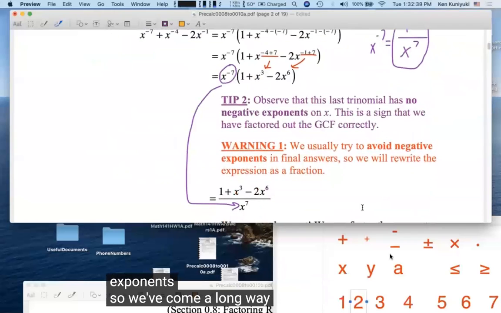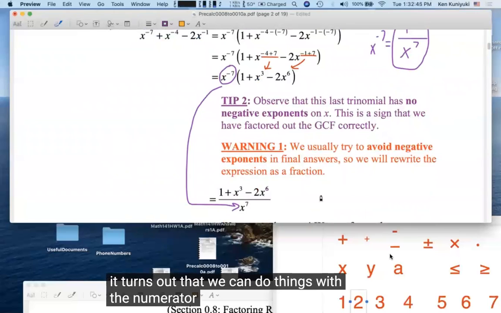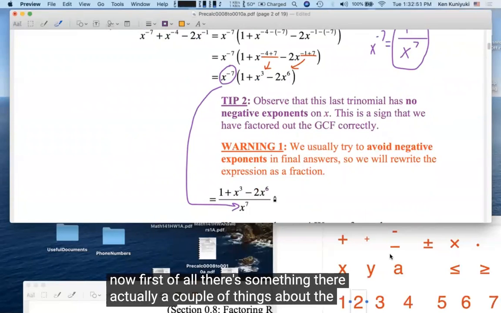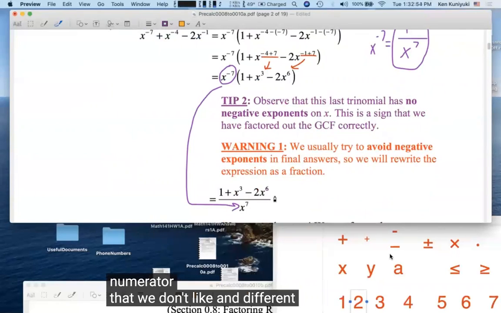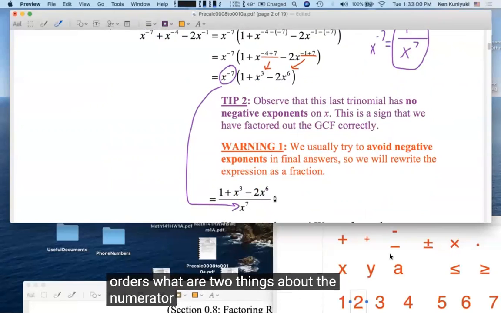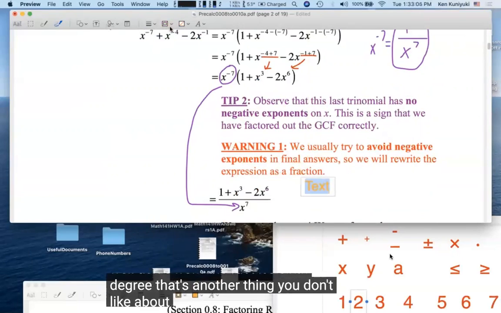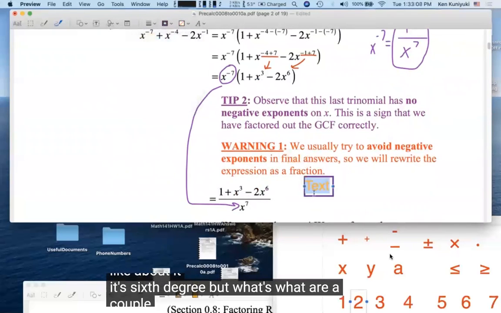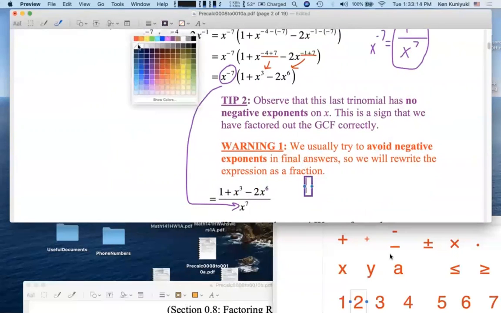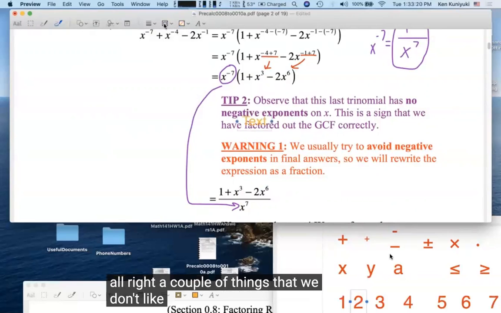So we've come a long way, but we're not quite done yet. It turns out that we can do things with the numerator. Now, first of all, there are actually a couple of things about the numerator that we don't like. And different students can address these issues in different orders. What are 2 things about the numerator that we don't like? Well, aside from the fact it's 6th degree, that's another thing you don't like about it. But what are a couple of things we don't like about the way it's written?